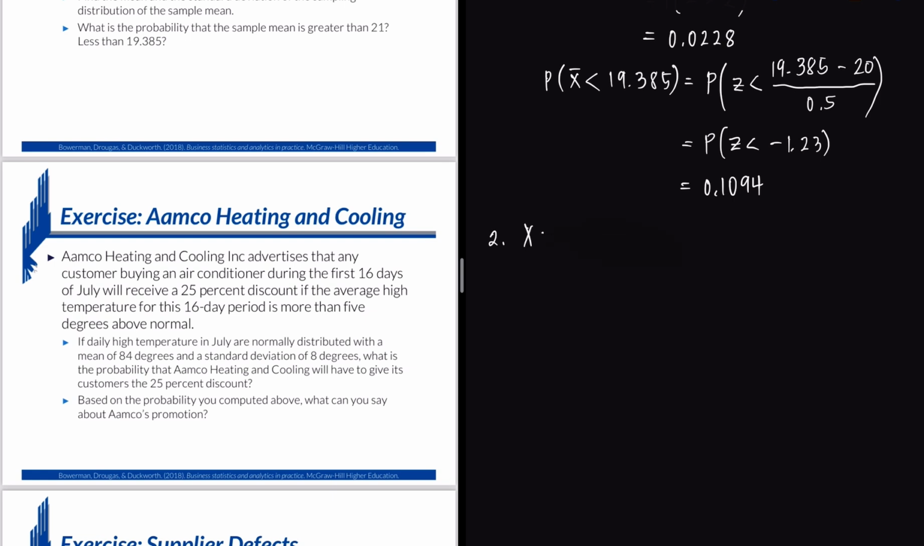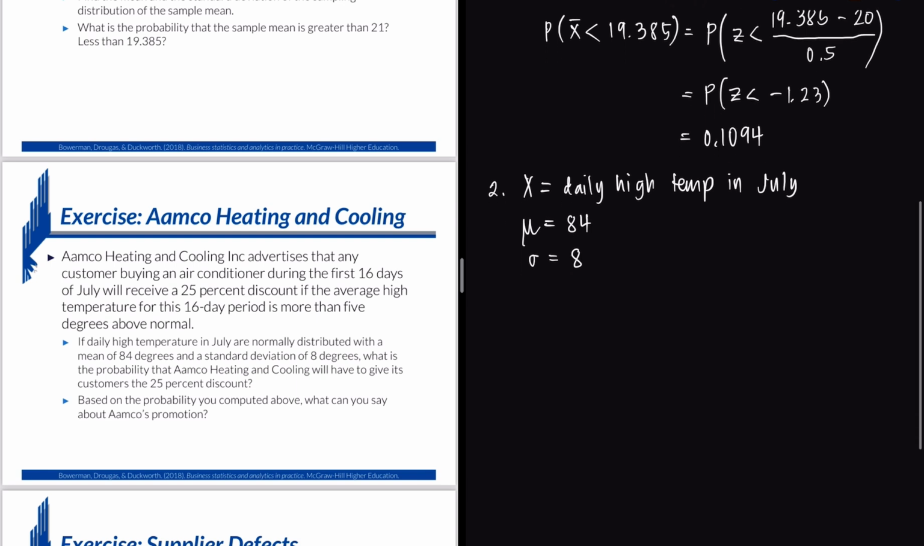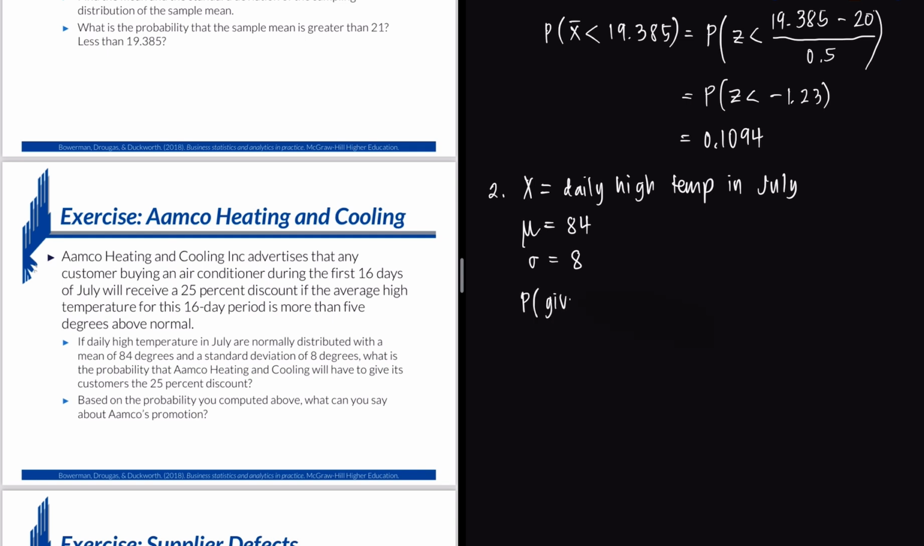So first, we are given the following information. The random variable x pertains to the daily high temperature in July. And according to the problem, x is normally distributed with a mean equal to 84 degrees and a standard deviation equal to 8 degrees. Now the problem is asking for the probability that the company will give a discount.